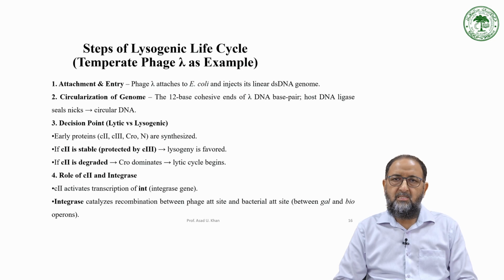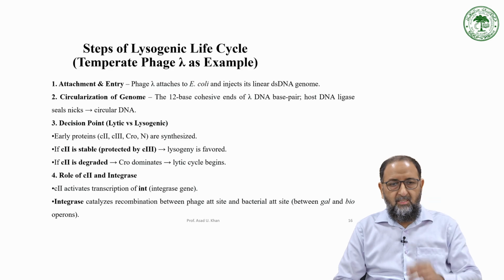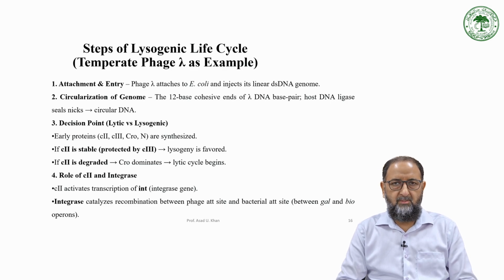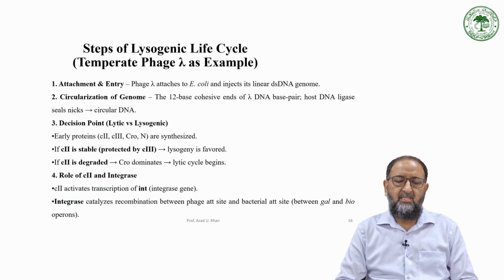There are certain early proteins which suppress the phage genome from being activated independently, so that it gets integrated into the host machinery. These proteins suppress the induction process or the early transcription of mRNA. These proteins are C2, C3, CRO and N proteins, which are synthesized. These proteins are basically suppressors; they act as suppressors for the transcription process.